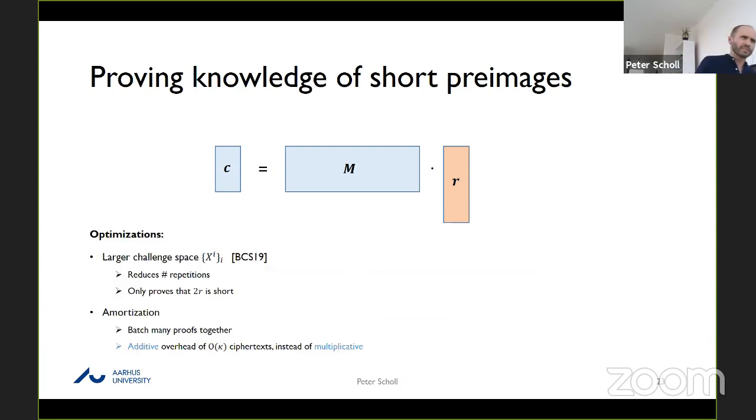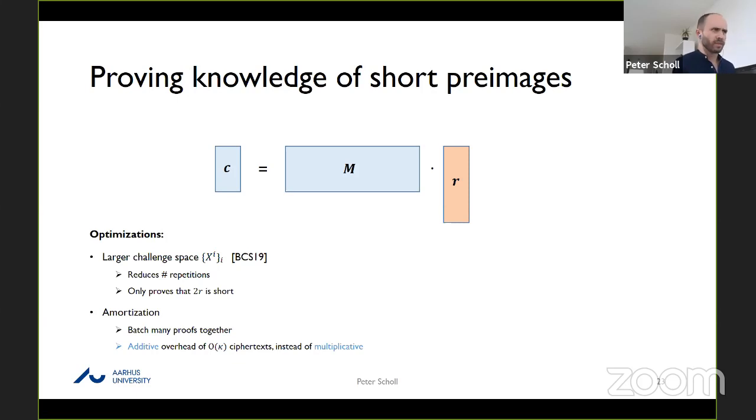Okay, so you can do some optimizations to this basic approach. A natural one is to go for a larger challenge space. So this TopGear protocol, also building on previous work from Vadim and others, chooses challenges which are powers of x instead of just binary, which gives you some better soundness. It means you don't need as many repetitions. The slight thing to watch out for here is that it doesn't prove that the secret r is exactly short. It proves that 2 times r is short. It turns out you can tweak the protocol and make this work, and for SPDZ, that's not a problem.